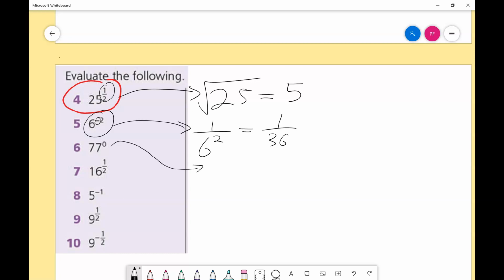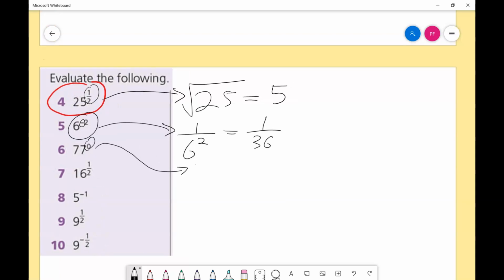Here I've got 77 to the power of 0. And that's an easy one. Anything to the power of 0 must be 1. Here I've got 16 to the power of a half. The power of a half is another way of saying square root of 16. The square root of 16 is 4.